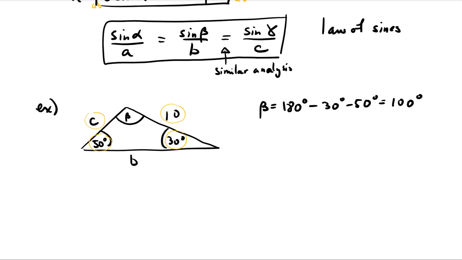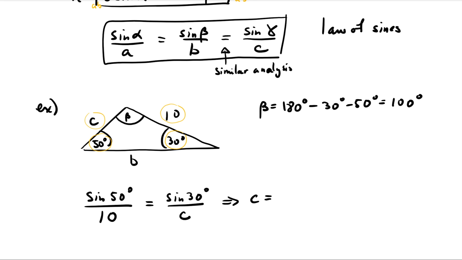If I do sine of 50 degrees over its opposite side 10, that is equal to the ratio of sine of 30 degrees divided by its opposite side. And then here I've got an equation with one unknown, so it tells me that the law of sines will allow me to find what C is. So solving for C gives me what?